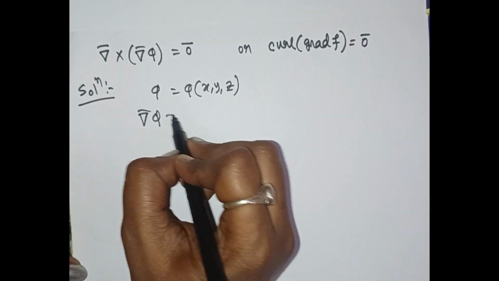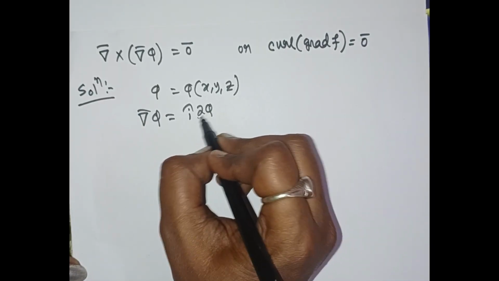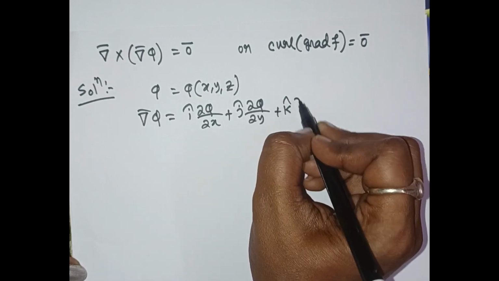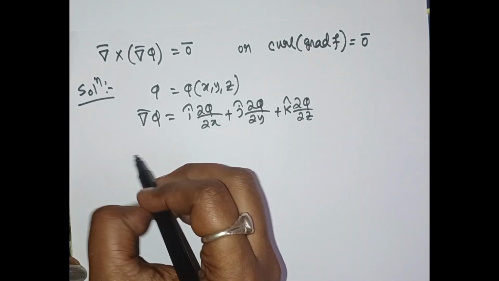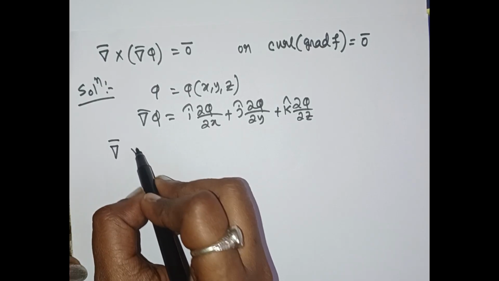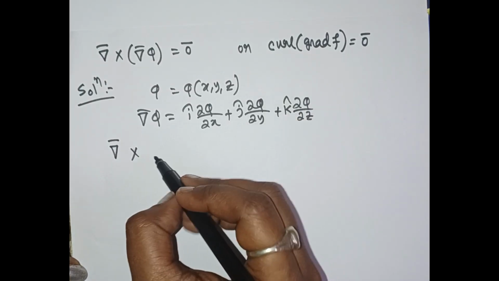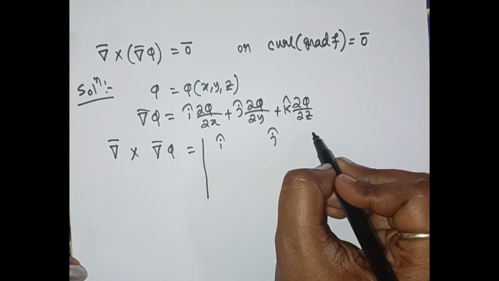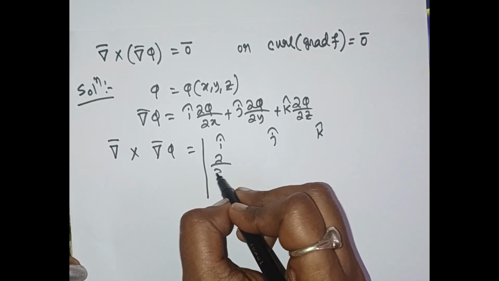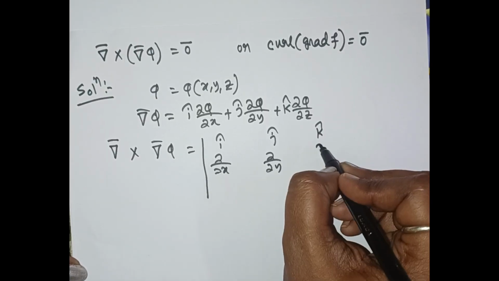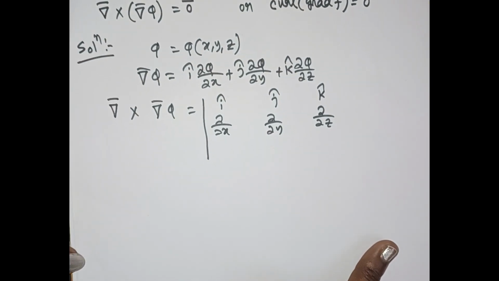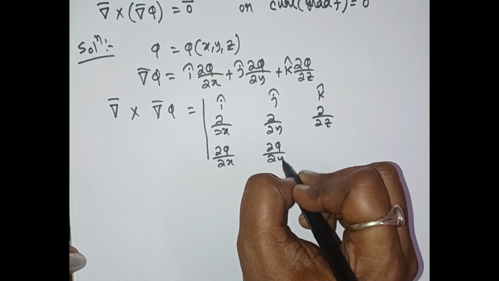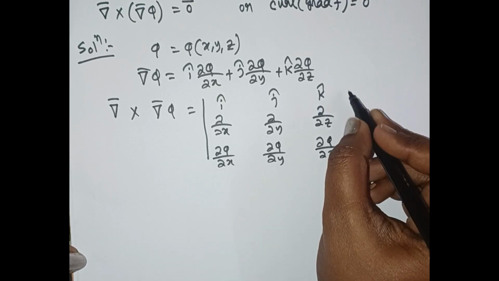So grad phi will be i del phi del x plus j del phi del y plus k del phi del z. Okay, now if you want to know curl of grad phi, curl of grad f, anything, so curl of grad phi will be the determinant of i j k, del del x, del del y, del del z, and what will be the first function? Del phi del x, del phi del y, del phi del z.